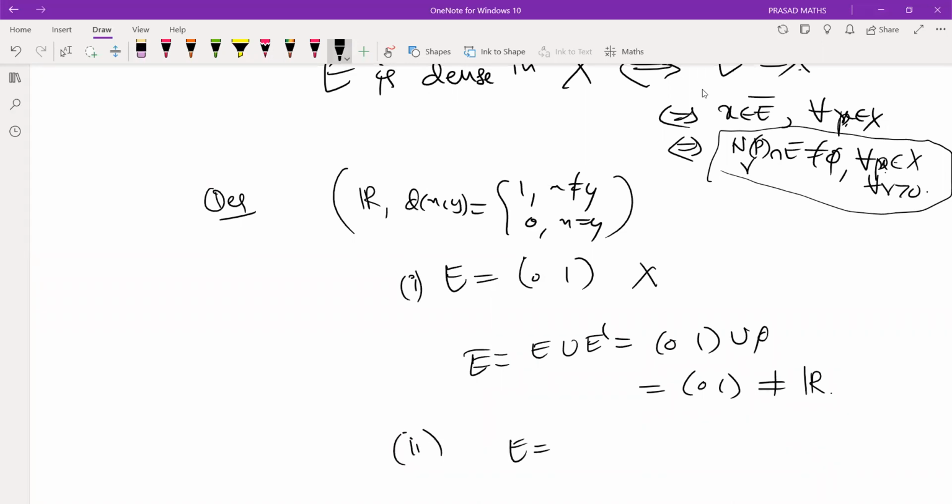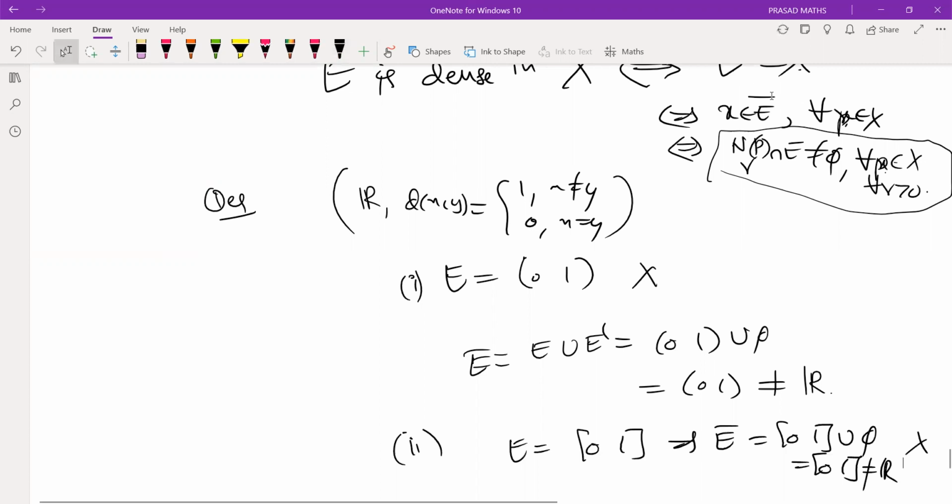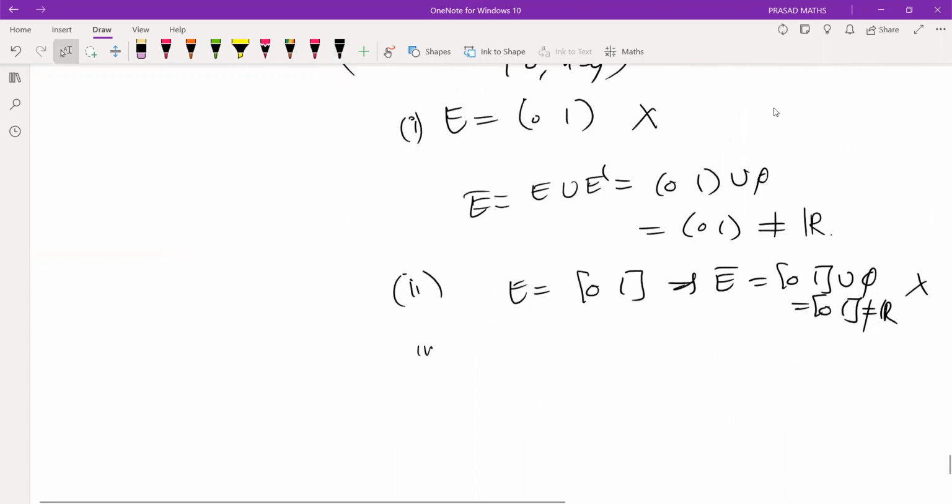Suppose E is equal to closed [0,1]. What is E closure? E closure is nothing but E union its derived set. What is the derived set? Empty. Therefore, this is nothing but closed [0,1], which is not equal to R. Therefore, this is also not dense. So can you give me a dense set? Only R itself is dense.